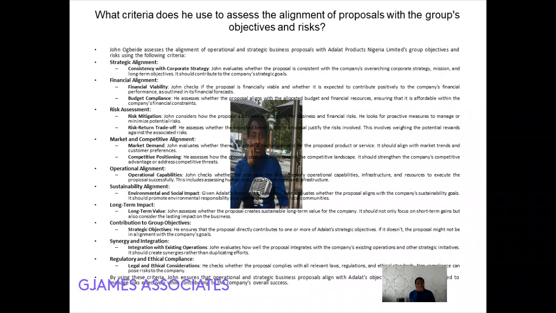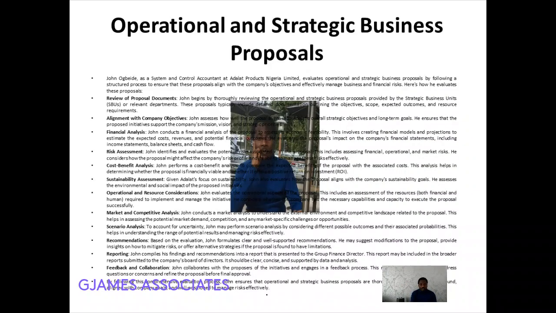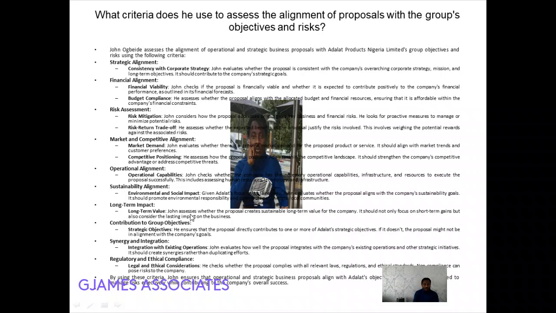What criteria does John use to assess the alignment of proposals with the group's objectives and risk? We've been talking about risk and proposals and the like. Now we want to really deal with some of the aspects here. So here are some alignment criteria.